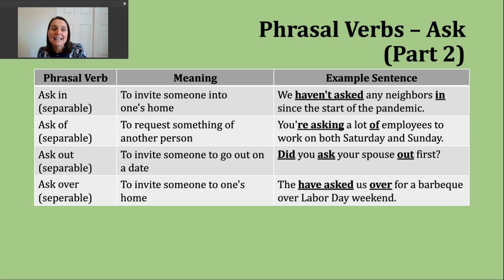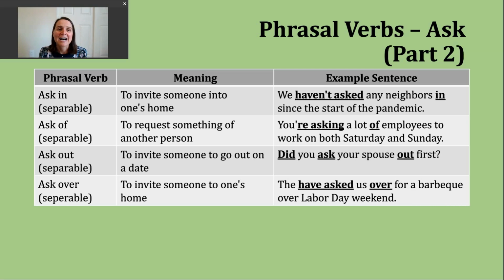This means that someone is inviting someone into one's home. An example of this could be, we haven't asked any neighbors in since the start of the pandemic. So hopefully you can see in this negative present perfect example that the asked is being separated from in by the object any neighbors. So this is essentially saying we haven't invited anyone to come into our house because, well, the pandemic, right? We don't want to make anyone sick. We don't want to be made sick by others.